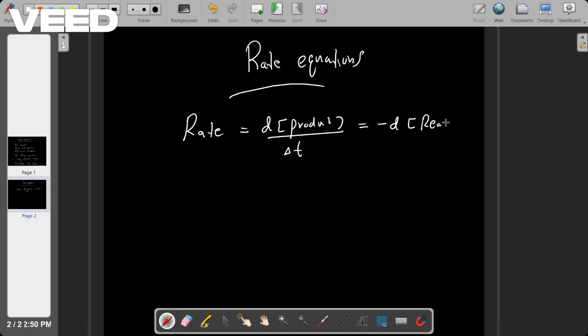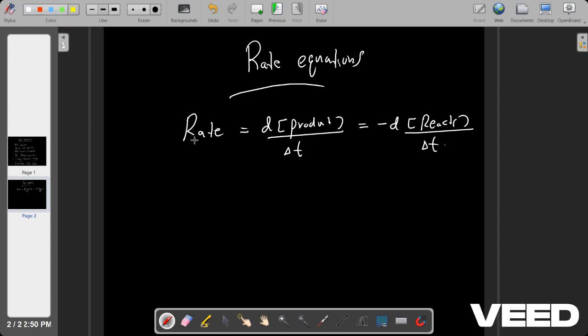Can you tell me why it must be negative? Very good. Over time, reactant concentration is decreasing. So final minus initial, you will get a negative value. To avoid getting a negative rate, you use a negative sign. So both with the products and the reactants, you can find how fast the reaction is happening.